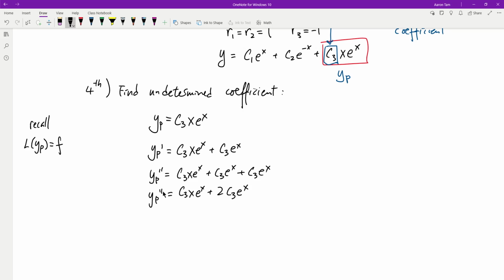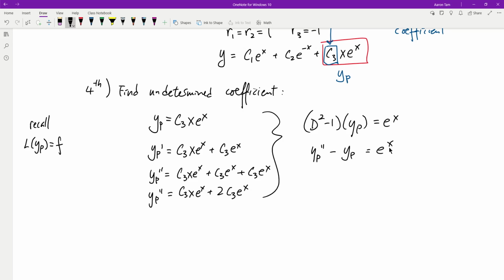I would not recommend changing 2C3 into something different. It cannot just be C3 because it's meant to be twice as big as C3. If you change it into something else, then it loses the correlation between the coefficient and x e to the x. So I would say leave it with a 2 in front. So now we're ready to combine them. So now I'm going to do D squared minus 1 of y sub p, and that should give us e to the x, because it should satisfy the equation. So that means that we have y sub p double prime minus y sub p should equal e to the x. So let's find out.